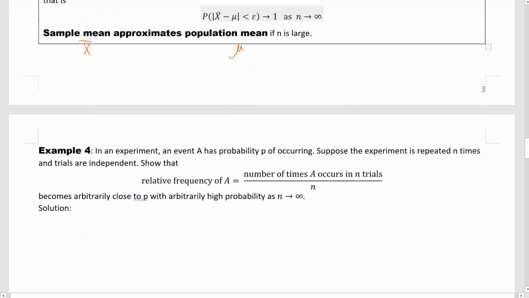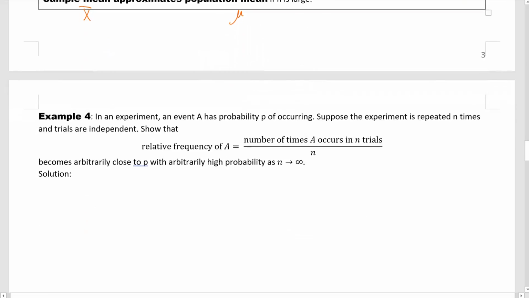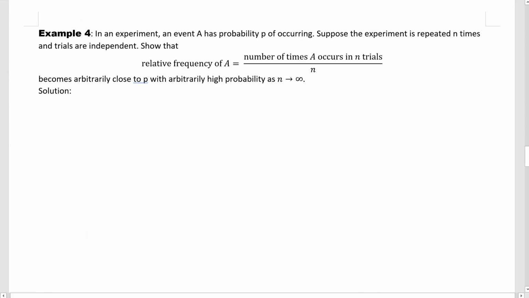Okay, so let's use the theorem to look at example 4. In an experiment, an event A has the probability p of occurring. Suppose the experiment is repeated n times and the trials are independent. Show that the relative frequency of A, which is the number of times A occurs in n trials over the total number of trials, n, becomes arbitrarily close to p with arbitrarily high probability as n goes to infinity.